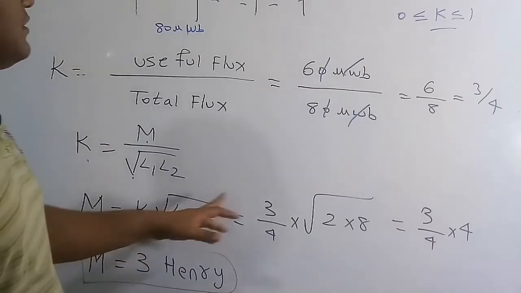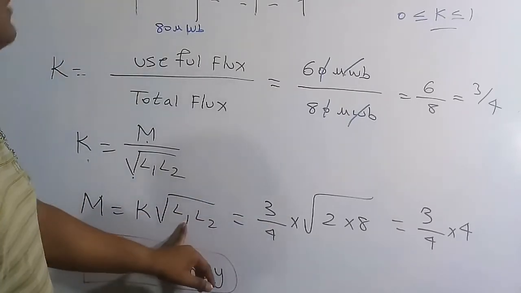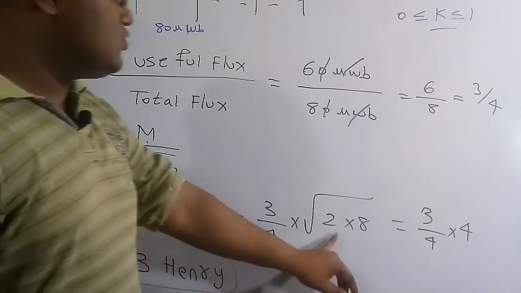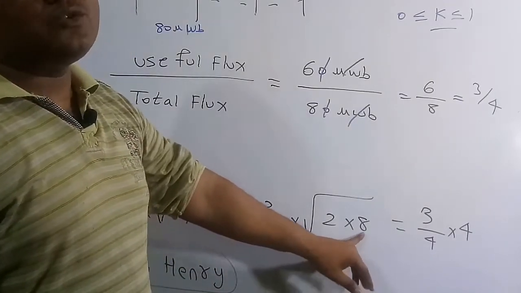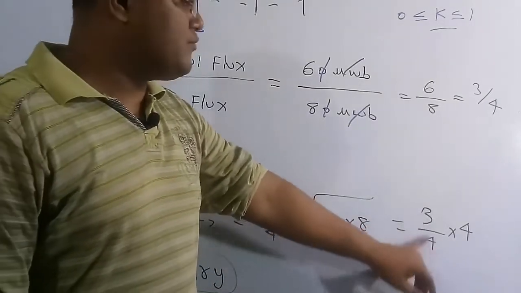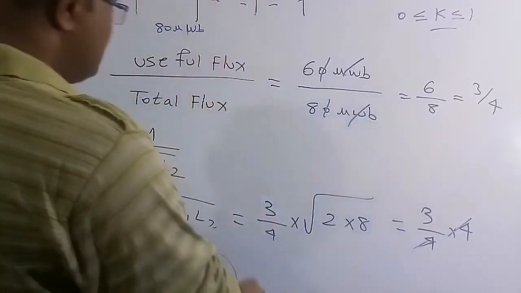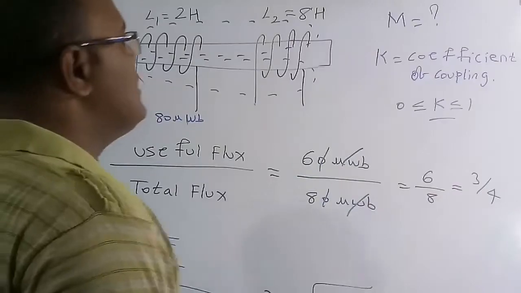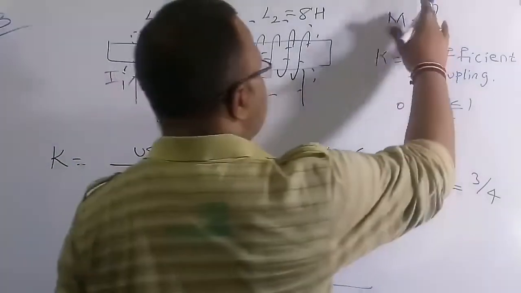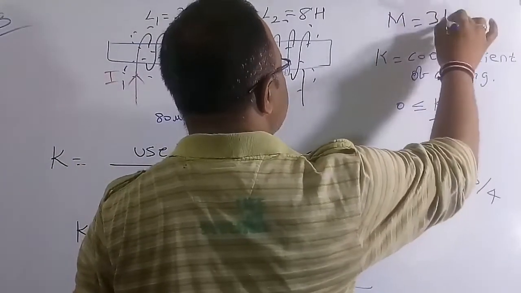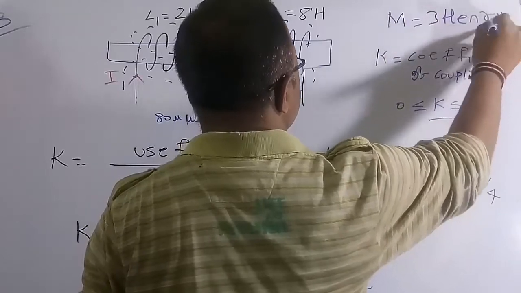The K value we know is 3 by 4, multiplied by the square root of L1, which is 2 Henry, times L2, which is 8 Henry. So 2 times 8 is 16, and the square root of 16 is 4. So 3 by 4 into 4, the 4 cancels, and we get M equal to 3 Henry. Therefore the mutual inductance between coil 1 and coil 2 is 3 Henry. So 3 Henry is the correct solution of this question.